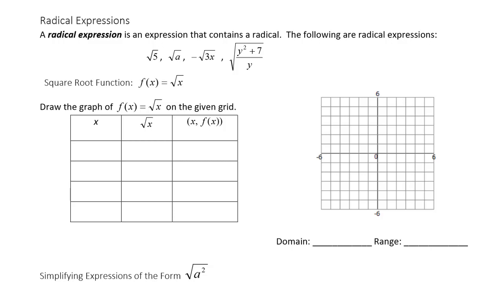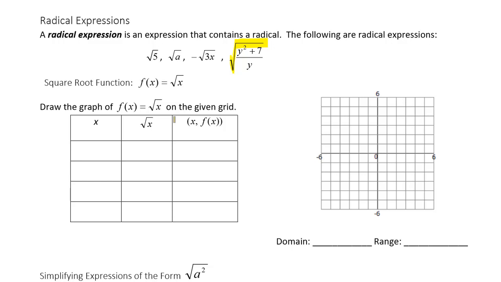Now let's look at radical expressions. A radical expression is an expression that contains a radical. Now a radical, we've talked about, kind of looks like a check mark with a line across the top. Some examples of radical expressions are root 5, or you could also read it as radical 5, radical a, negative radical 3x, or radical and then a fraction, y squared plus 7 all over y. All of these are examples of radical expressions. Notice they don't have an equal sign.